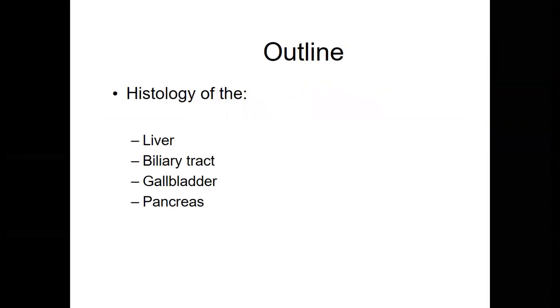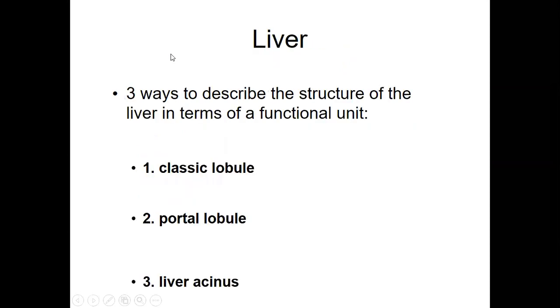So this is the outline of my presentation. The four components I'm going to discuss today are the liver, biliary tract, gallbladder, and also the pancreas. I'll only cover the histological part. First, I'm going to discuss the histology of the liver.